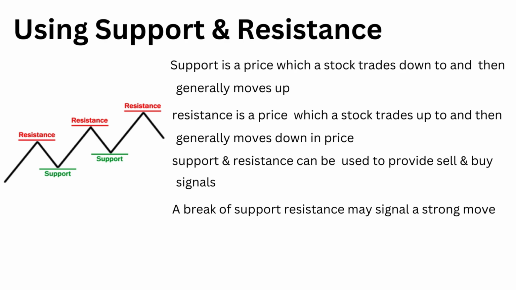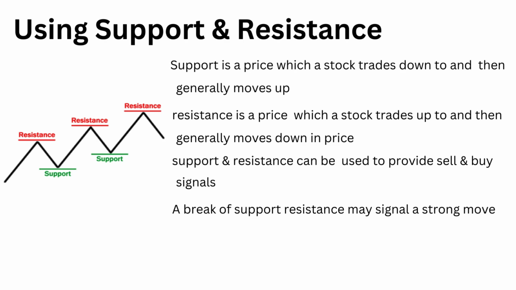And then the stock trades back down to the support level, where it will generally move up in price from that level. And I say generally because a stock will go through both support and resistance, and this can happen on a fairly regular basis. But we can use support and resistance to provide sell and buy signals in our stock. They provide areas where there is a higher percentage chance that the stock will move either up or down, depending on whether it is at support or resistance.